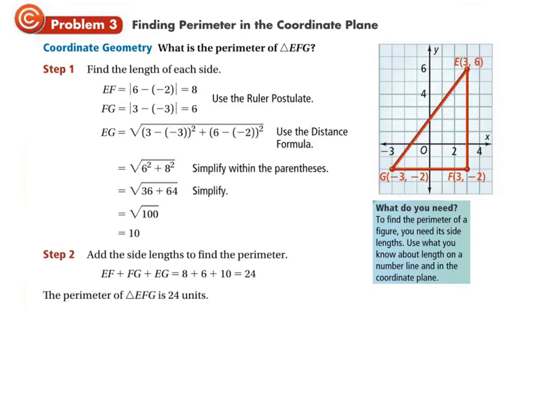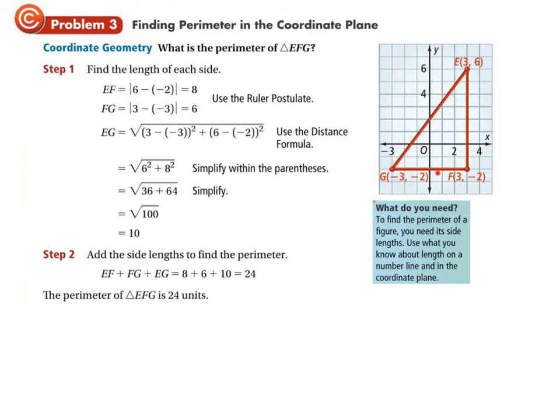You can see that what they're doing here is they're finding the length of EF by saying 6 minus -2. Okay, this is the ruler postulate where you subtract the values at the endpoints, right? So 6 minus -2 is 8, so that's got a length of 8. Here we do 3 minus -3. You can go either way. If you did it the other way, you'd get a -6 in there, and then you would still get a 6 when you did the absolute value. So this has the length of 6.